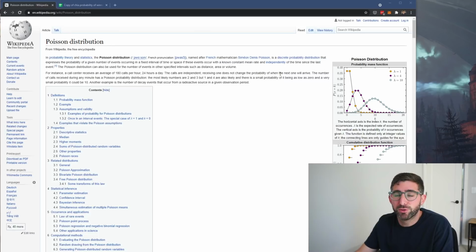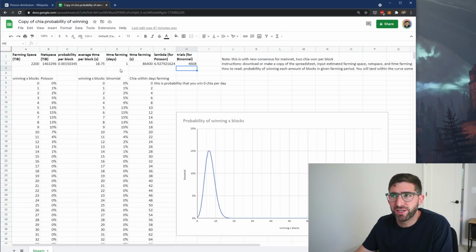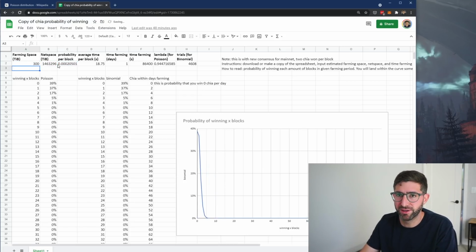It's a very good tool, and we're going to go through it. We actually made this spreadsheet, Gene and I, late one night, very early in the beta, maybe 6 months ago. We had to update it for the new consensus because we made it so long ago. We're going to go through a couple examples. The way this works is you have your farming space here, and you have your total net space in TiB here. Today we're at 1.4 exabytes, on the 1st of May. That's exciting and big, much bigger than I think everybody thought. Your probability per block is just your total farming space over the net space. So let's say I have 300 terabytes, or TiB.